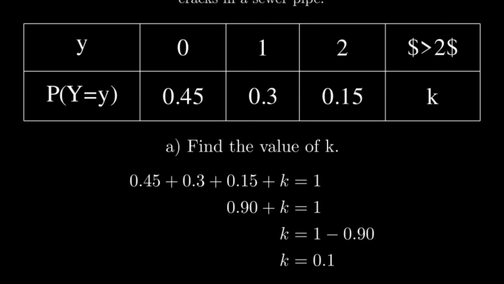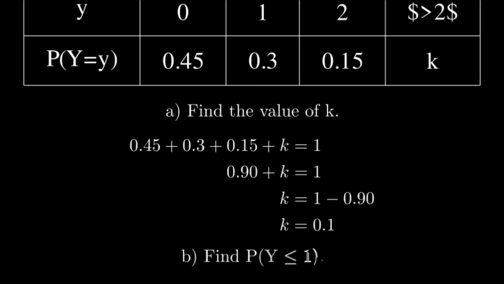Adding the known probabilities gives us 0.9. So 0.9 plus k equals 1. Solving for k, we find that k must be 0.1. It's that straightforward. Next, let's find the probability that y is less than or equal to 1.